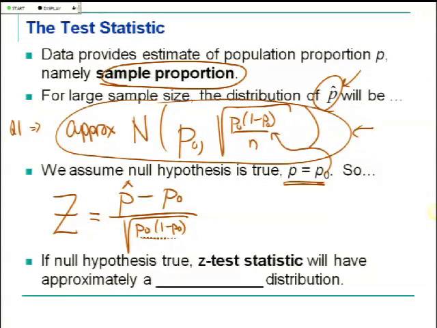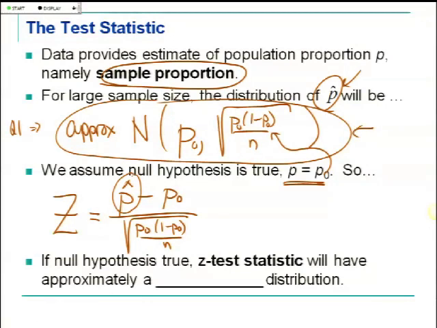I'm calculating a z-score. A z-score is always found by taking your observation minus the mean divided by the standard deviation. And the mean is the true proportion P, which under H0 is that number. And there's the true standard deviation, if H0 is true. So now I've got a z-score.